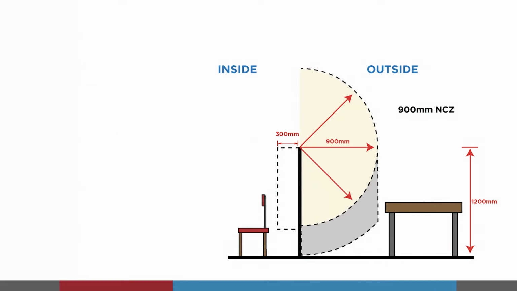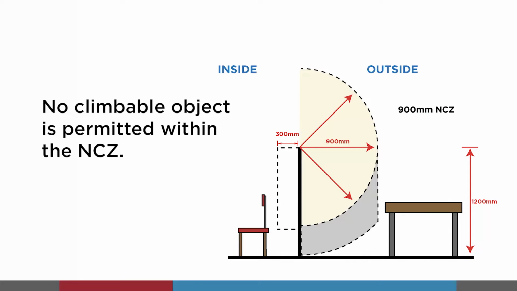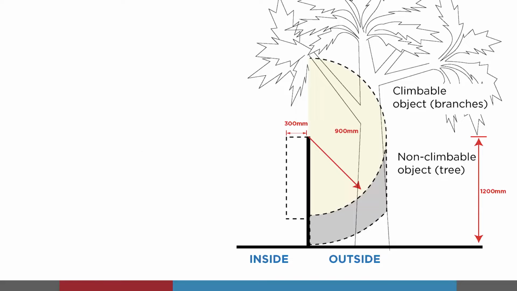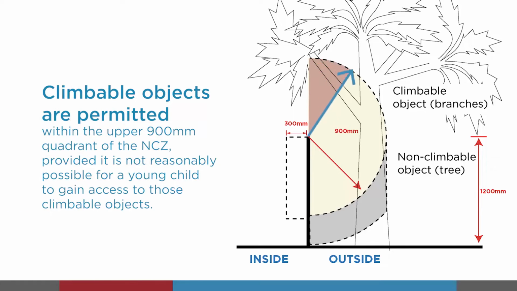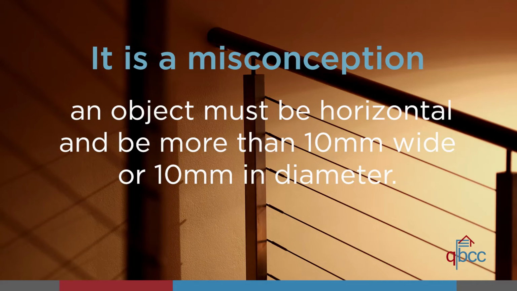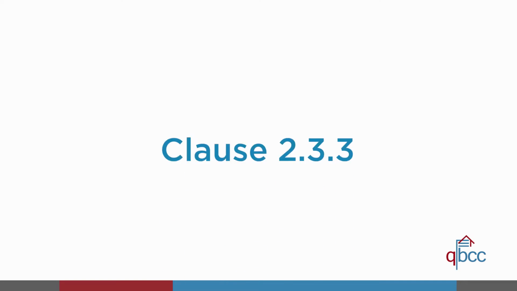You should assess on the basis that no climbable object is permitted within the non-climbable zone, unless the climbable object is within the upper non-climbable zone quadrant, and it is not reasonably possible for a young child to gain access to the climbable object. There is a common misconception that for an object to be considered climbable, it must be horizontal, and it must be more than 10mm wide or deep, or have a 10mm diameter.